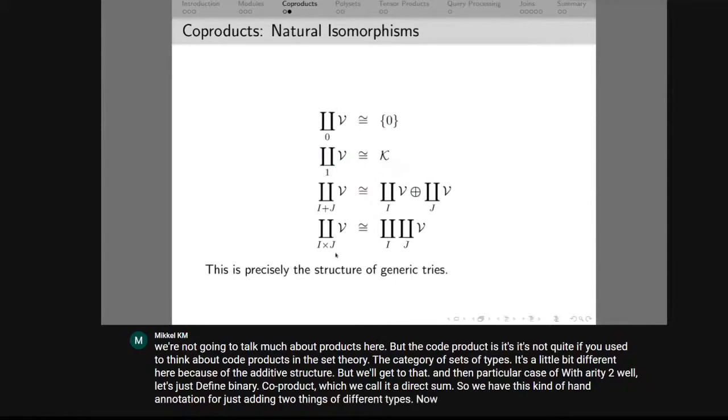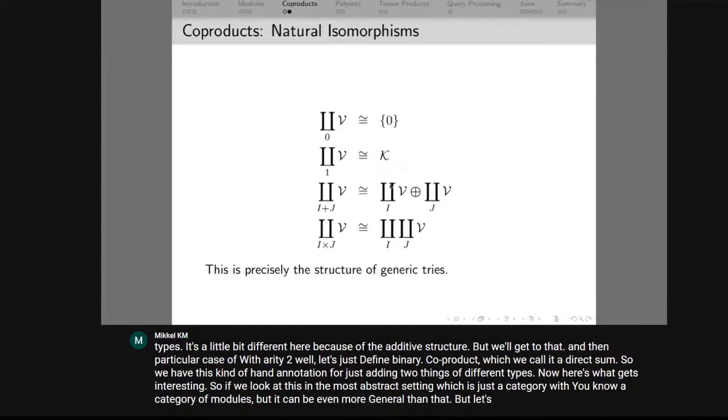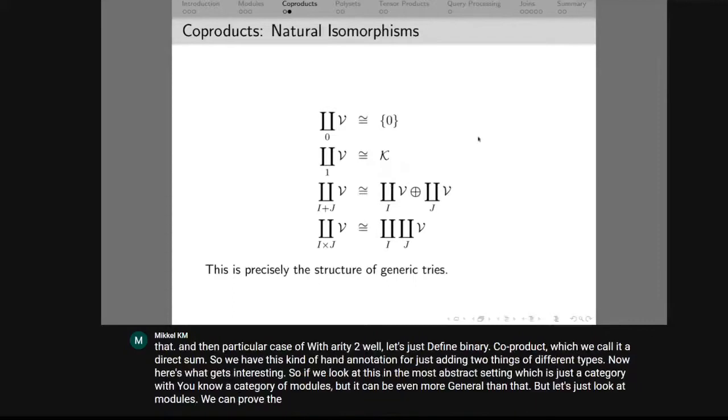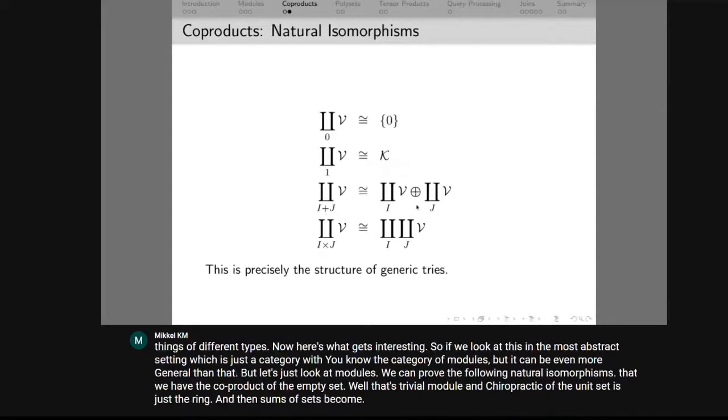Now here's where it gets interesting. If we look at this in the most abstract setting, which is just a category of modules, but it can be even more general than that, but let's just look at modules. We can prove the following natural isomorphisms. The co-product of the empty set is the trivial module, and the co-product of the unit set is just the ring. And then sums of sets become direct sums of modules, and products of sets become iterated modules.